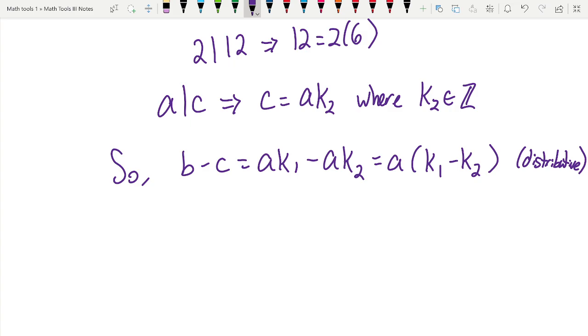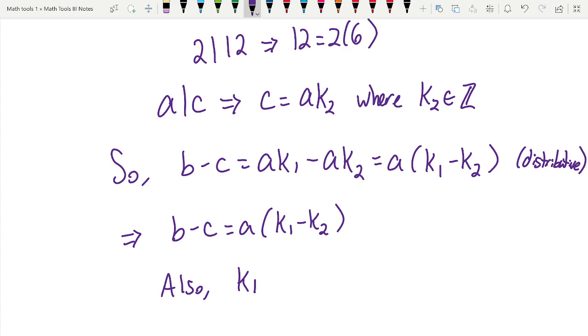So now we have, just to write it a little more cleanly, that b minus c is equal to a times k1 minus k2. Now, before we make a leap in logic to our conclusion here, we should say also k1 minus k2 is equal to some, say, number k, which is an integer.